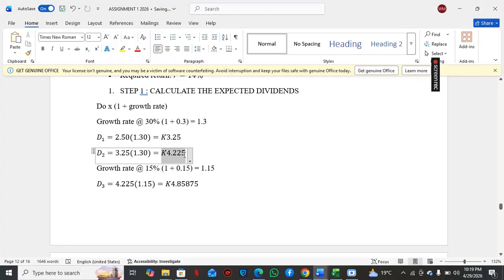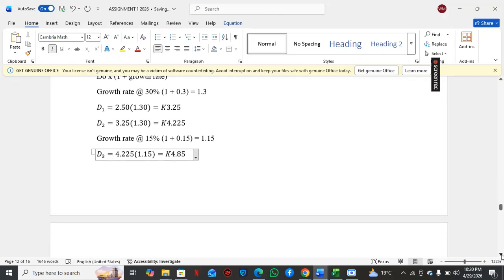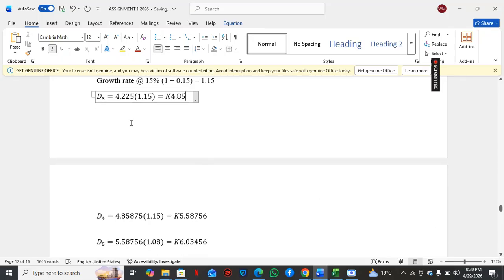So we'll continue from this 4.225. Let's say 4.225 times 1.15. You get, let's just leave it at two decimal places, 4.85. Then in year four, 4.85 multiplied by 1.15 gives 5.59.